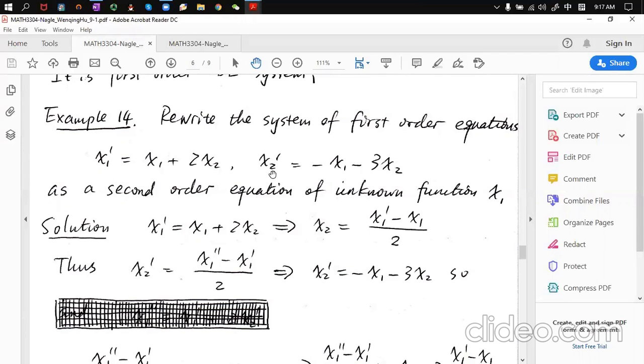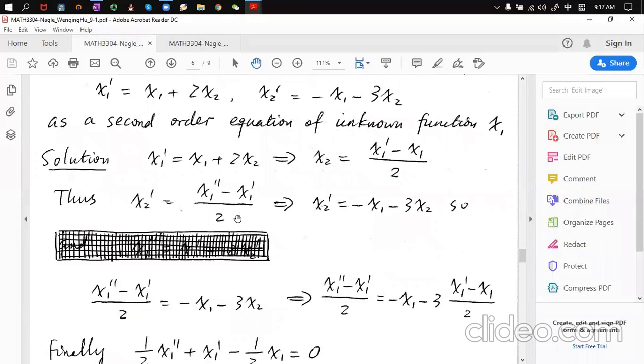Okay, so that means if you put everything together, this left-hand side is equal to this side. So you get this equation like this, right? But then you're able to calculate the x2.